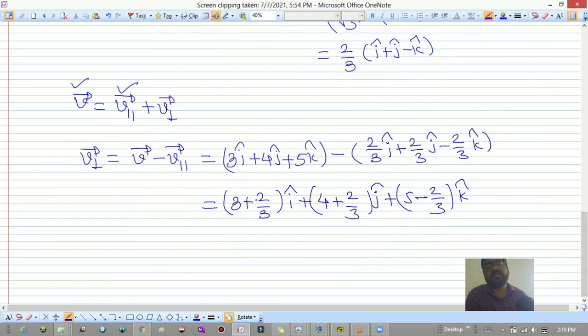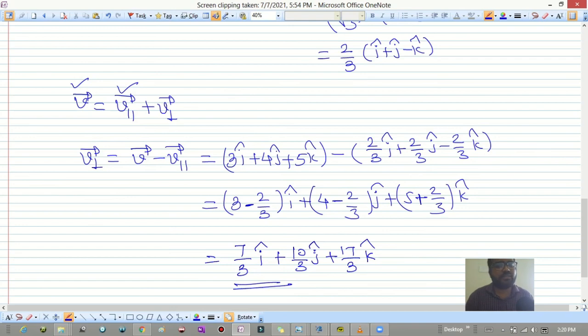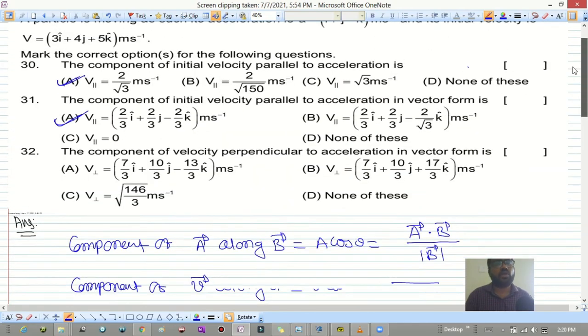Okay, here minus sign is there, so instead of positive you have to write negative now. Minus minus, right, minus plus minus over here. Then next one, minus plus minus over here, and last one minus minus plus over here. Okay, so 9 minus 2, 7 by 3 i hat plus 10 by 3 j hat plus 17 by 3 k hat. So this is the answer we have. So perpendicular component, how to calculate? Given velocity vector minus the parallel component of the velocity vector. So this is how you have to solve the questions.